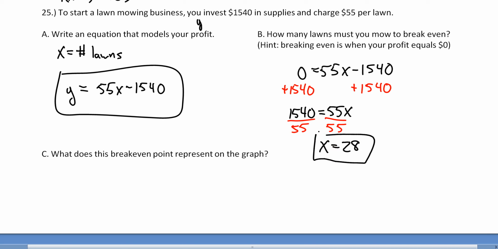And then the last piece says, what does this break-even point represent in the graph? Well, I plugged a 0 in for y, so what I just found was actually the x-intercept.